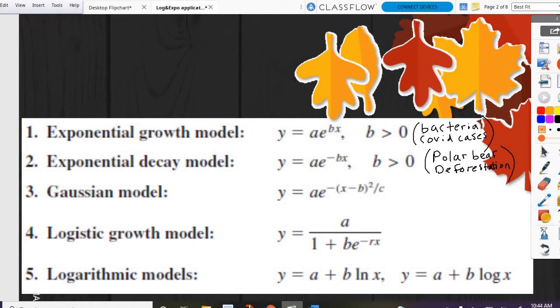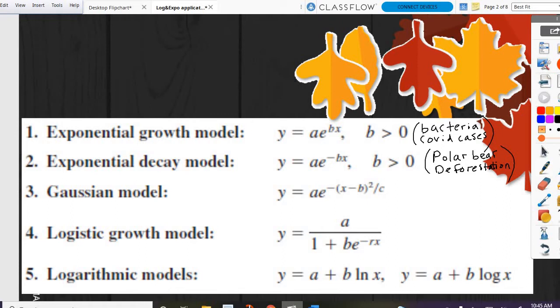Now, our next one is our logistic growth model. Notice that it takes on a very similar form to our exponential growth model, but it's now been put into a fraction. With our exponential growth model, it continues going up forever. Does that make sense when we're talking about real-world population? Not really, right? If I'm talking about rabbits in the zoo, would it make sense that they would just keep growing forever?